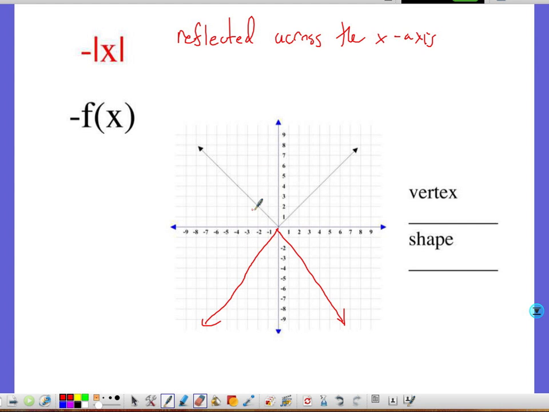And as you can see, the x-axis is acting like a mirror, and across that, the shape is a mirror image. And so the vertex here does not change, it stays the same, but the shape also stays the same. It's just basically reflected.